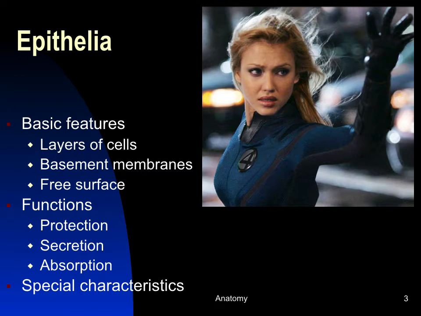Okay, and these are the tissues that are found on external and internal body surfaces. So when you look at, I think it's Jessica Alba there of the Fantastic Four, everything you see is epithelium. Okay, and so she has nice epithelia. Okay, these are tissues on internal surfaces, external surfaces, and they form the active part of glands.